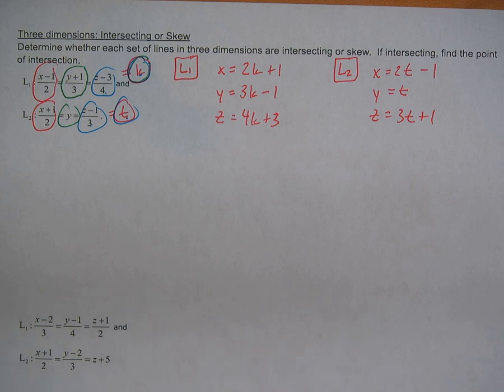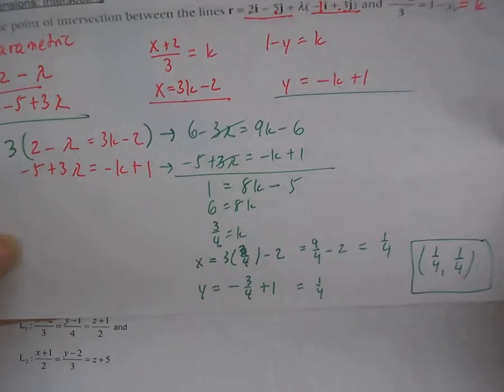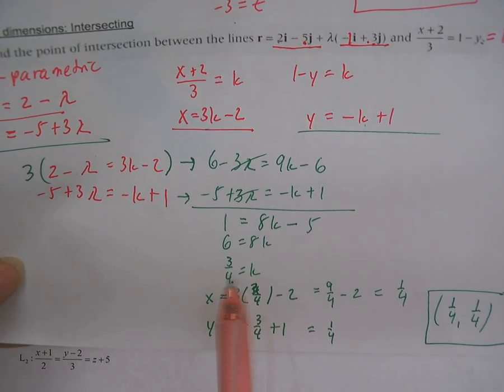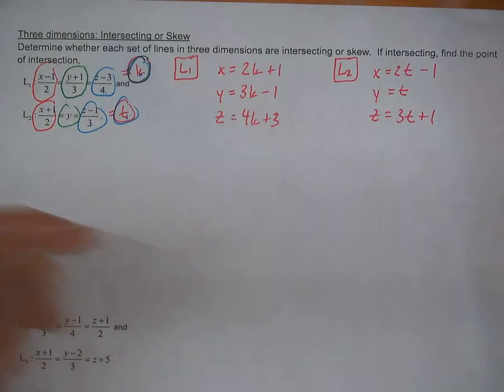Similar to what we did in the last one, we figured out what k was. Notice last time we did not find t. We did not, or lambda, sorry, the other parameter was lambda last time. Last time we only found one parameter's value, k. This time we actually have to find both. For 2 dimensions, you only have to find one. For 3 dimensions, you have to find both. Well, how do we do that?